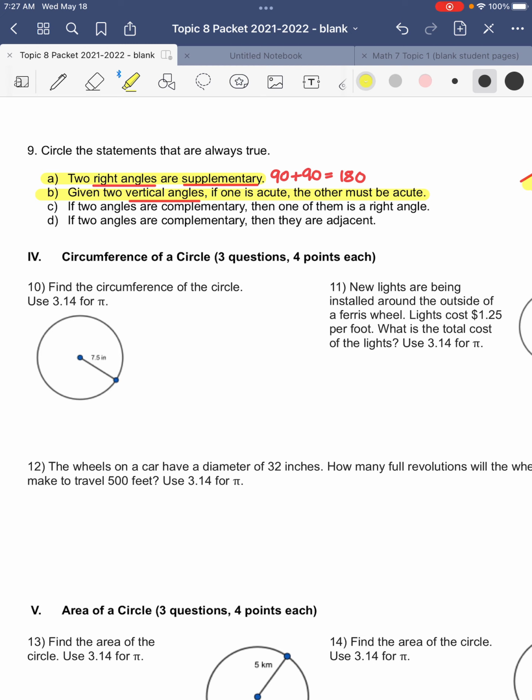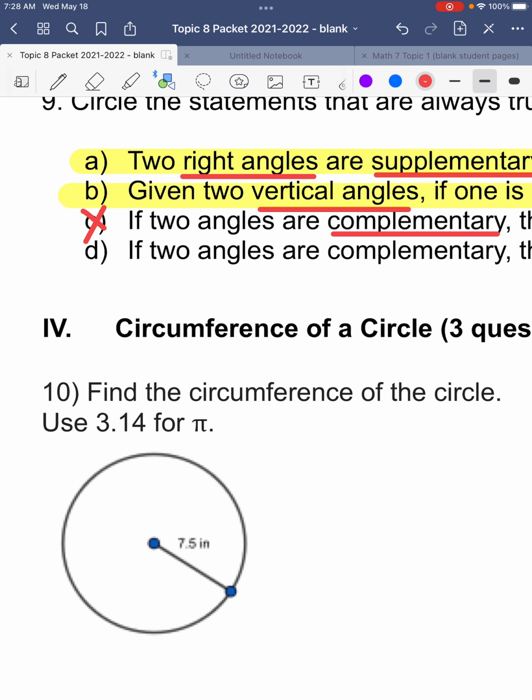Let's find out. So C, if 2 angles are complementary, then one of them is a right angle. Well, if 2 angles are complementary, that means we have 2 angles that add up to equal not 180 degrees this time, but 90 degrees this time. Then one of them is a right angle. Well, a right angle is an angle that equals 90 degrees. So we're saying we have 2 angles that are complementary. They add up to equal 90 degrees. One of them is a right angle. One of them is 90 degrees. No, that's not possible. So C is not true.